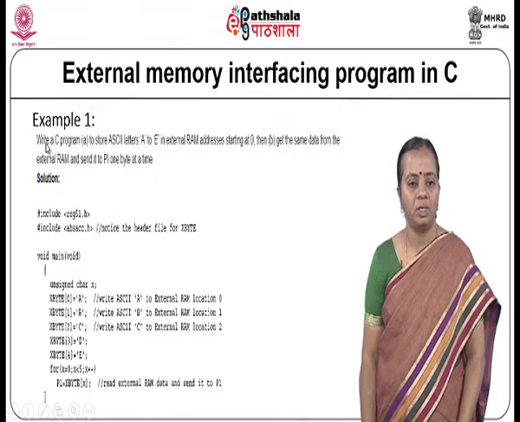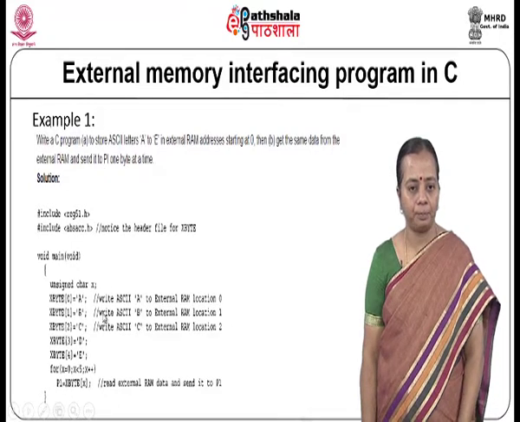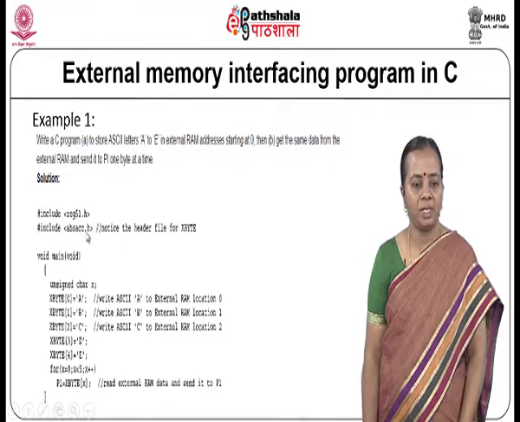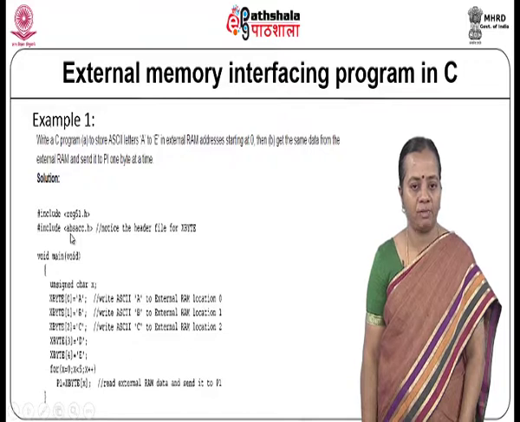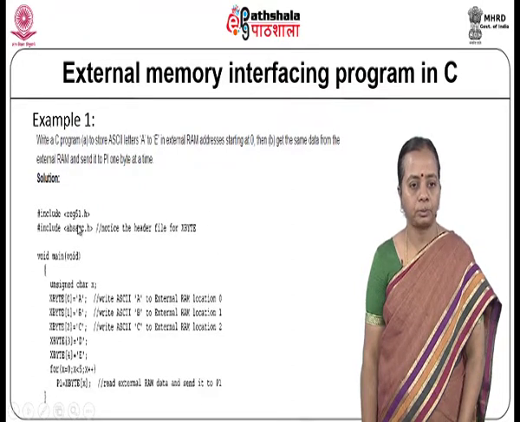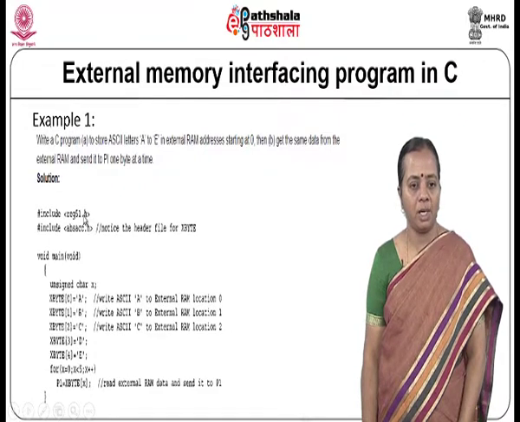This is an example program: write a C program to store ASCII letters A to E in external RAM locations, with addresses starting from 0, and send the same data from the external RAM to P1, 1 byte at a time. When you are accessing an external memory, we need to include absacc.h. This header file has to be included to use XBYTE, which means the byte is taken externally. Accessing external memory is possible only by including this header file, along with your reg51.h.